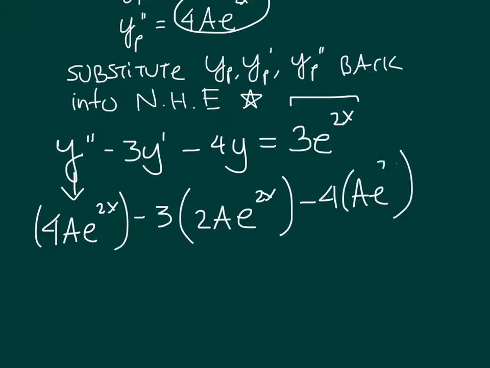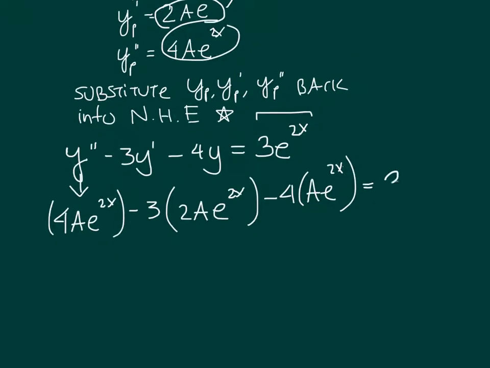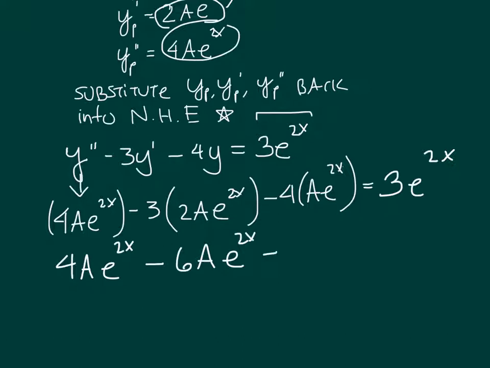Let me make it look a little bit nicer. And then equals, of course, 3e to the 2x. Okay, so I constructed my y sub p, found y sub p prime and y double prime, and I substituted my values. We can make this look a little bit nicer, simplifying a little. This is just 6a e to the 2x minus 4a e to the 2x equals 3e to the 2x.